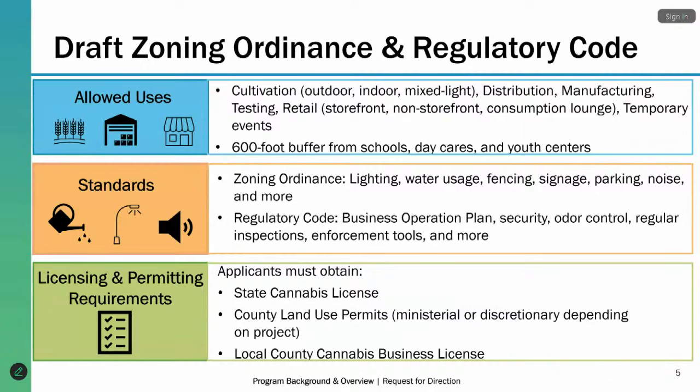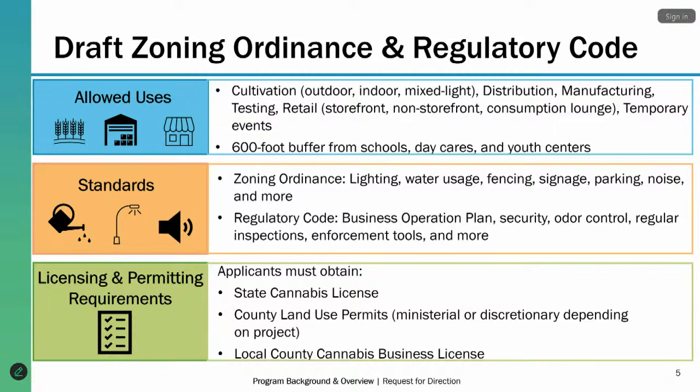As part of the board's direction, staff drafted amendments to the county zoning ordinance and regulatory code to establish where and how cannabis facilities can operate. These were released for a 60-day public comment period. Facility types could include cultivation, retail dispensaries, on-site consumption lounges, temporary events, and manufacturing, among others.